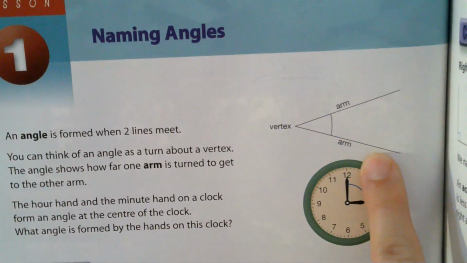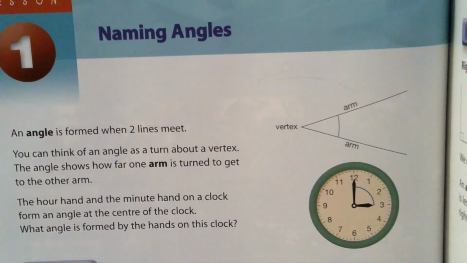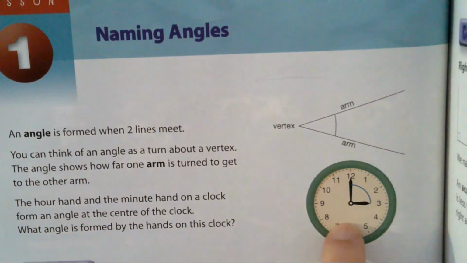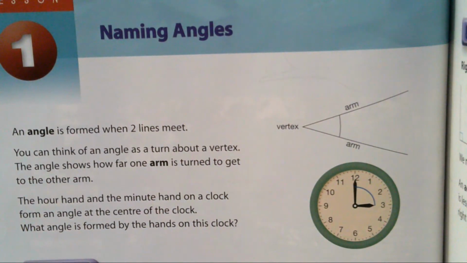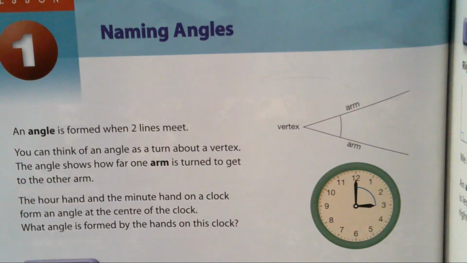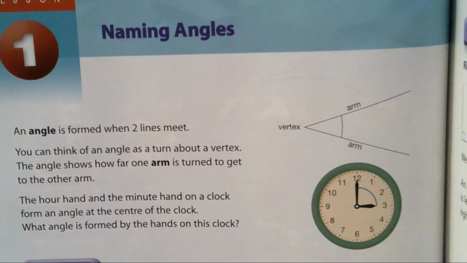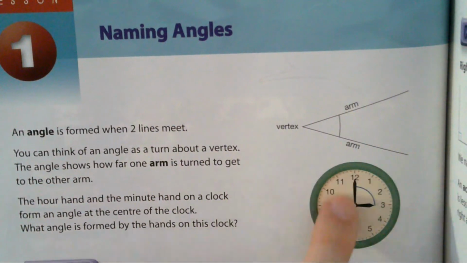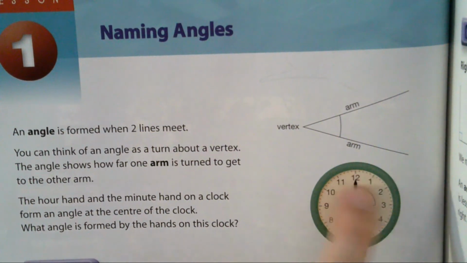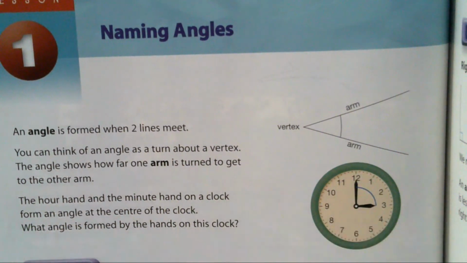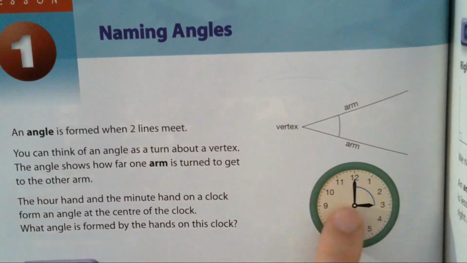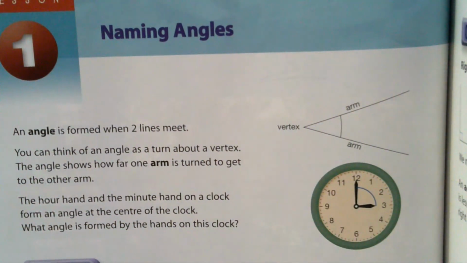So let's look at an hour clock or an analog clock, which you would have learned about hopefully in grade 4. The hour hand and the minute hand on a clock form an angle at the center of the clock. What angle is formed by the hands on the clock? So we would look at this and you'd say, here's an arm, here's another arm, here's your vertex. The distance between one arm to another arm is your angle, kind of this triangle shape-ish thing here. So I want you to take a guess on what angle is formed by the hands on this clock.